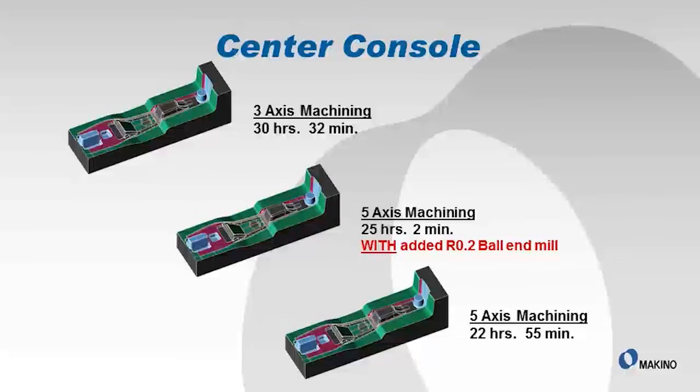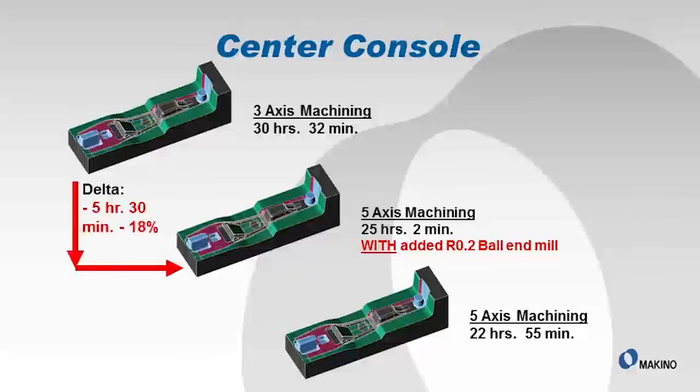However, in order to make a better part, better definition, better blends and matches down into the really small corners, better surface finish, and to prevent hand finishing of this part after it comes off the machine, we added back in a 0.2 ball end mill. Now, keep in mind, in the 3-axis approach, you couldn't even do this because you couldn't get the tool down into some of the areas. It has to be a 5-axis.